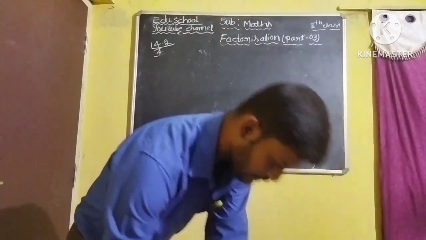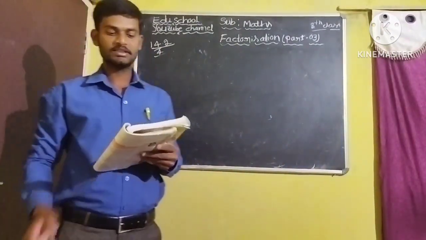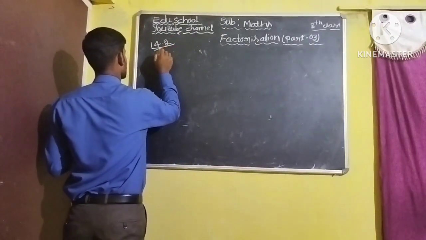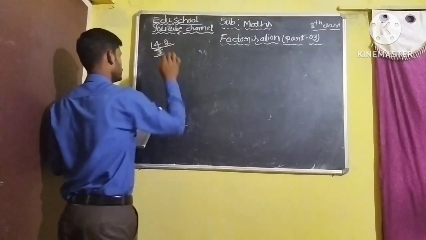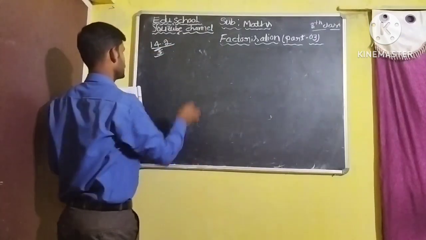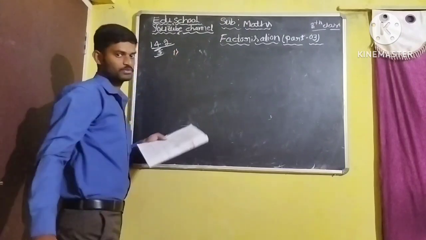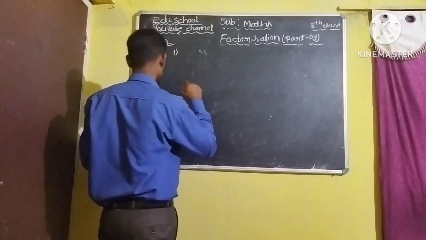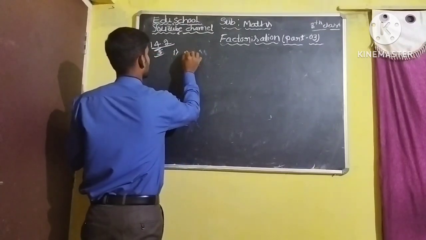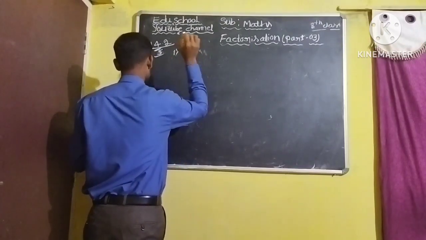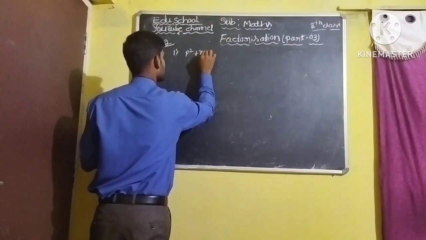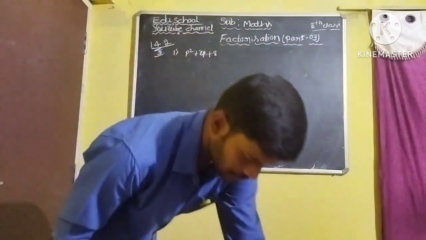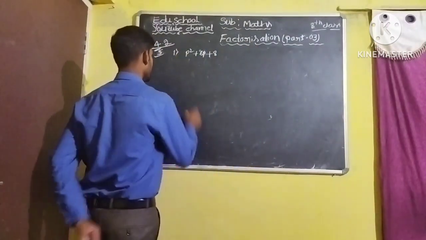So what is given in the fifth main exercise? Factorize the following expressions. In the fifth main, what is given? Factorize the following expressions. This type of problems you have to solve in your lower class only, so just revise the concept. What is given in the first problem? p square plus 6p plus 8 is given. So factorize the following expressions.